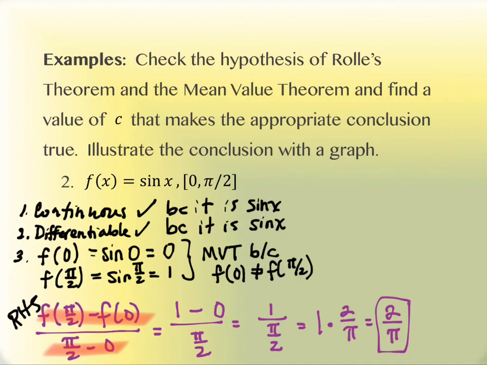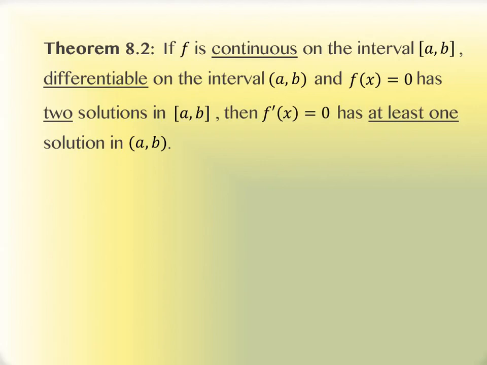Okay? All right, we have a couple theorems here that we're going to take a look at. Theorem 8.2, and then we're going to have 8.3, I think, right after it. Theorem 8.2 says if f is continuous on the interval a to b, differentiable on the interval a to b, so same conditions, right, as we had before, and f of x equals 0 has 2 solutions between a and b, then the derivative has to have at least 1 solution between a and b. And all this is pretty much Rolle's theorem. It's just saying that we don't have to worry about it actually being the endpoints that are equal to 0, equal to each other.